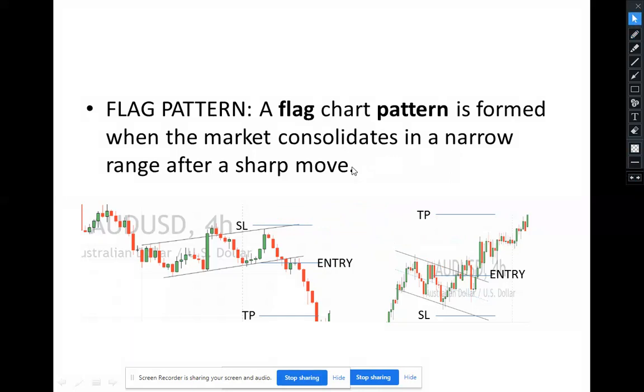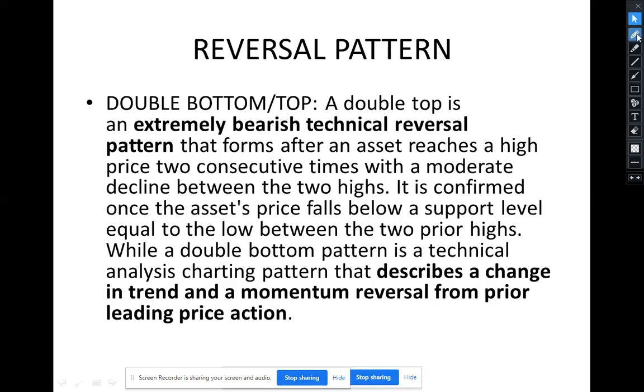Now let's discuss reversal patterns, like double top or double bottom. A double top is an extreme bearish technical reversal pattern that forms after an asset reaches a high price two consecutive times with a moderate decline between the two highs. It is confirmed once the asset price falls below a support level equal to the low between the two prior highs.